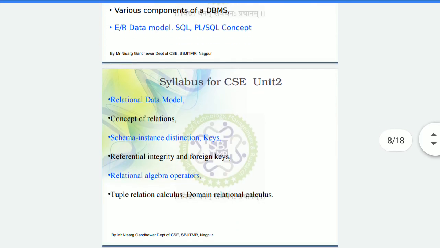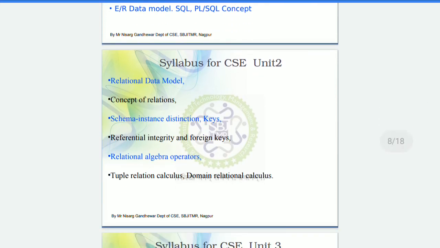Then in unit number 2 we are going to learn about the relational database, RDBMS, and relational algebra. So in unit 2 we are focusing on relational algebra and relational database. Here we are going to learn the concept of relation, then the concept of keys, and different types of keys.